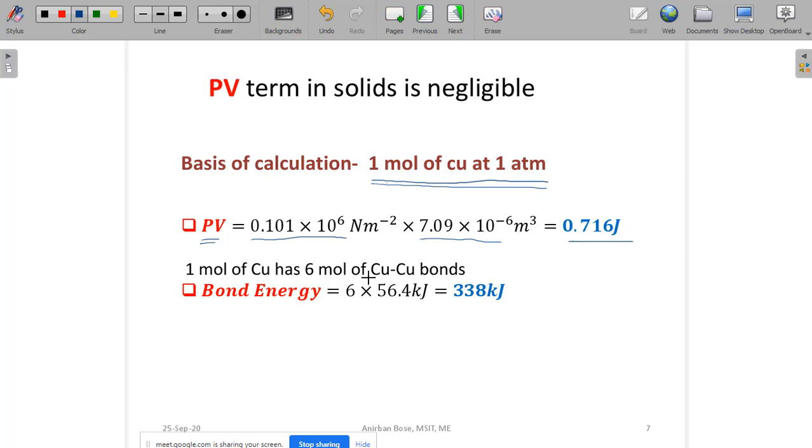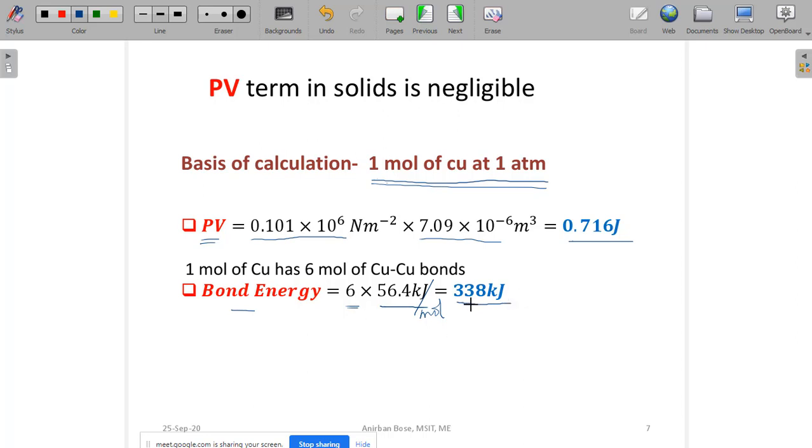Whereas the bond energy related to 1 mole of copper: copper atoms are surrounded by 12 other copper atoms, and each 2 copper atoms share 1 bond, which means in 1 mole there are 6 moles of copper bonds. Each copper bond has energy of 56.4 kilojoule per mole, so 6 into 56.4 is equal to 338 kilojoule.